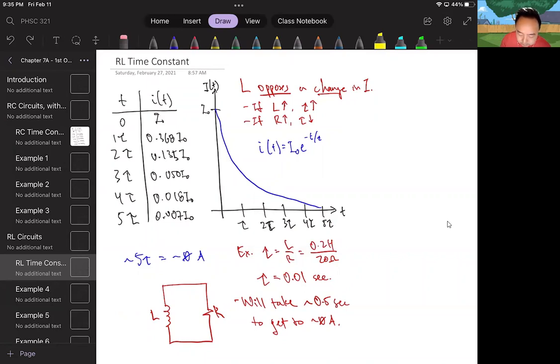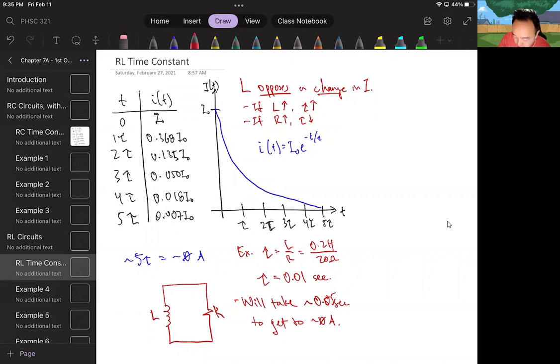approximately after 0.05 seconds, that should be 2 zeros here, you should actually go all the way down to approximately 0 amps.